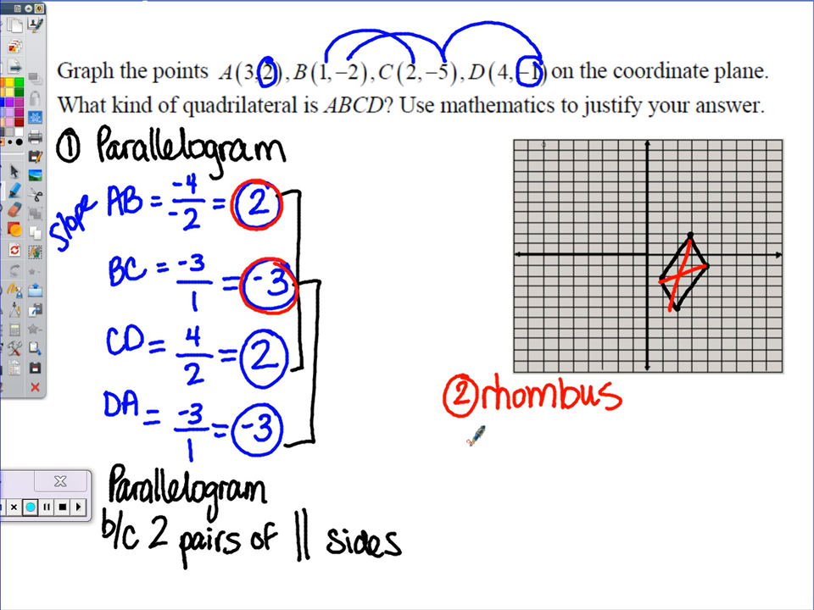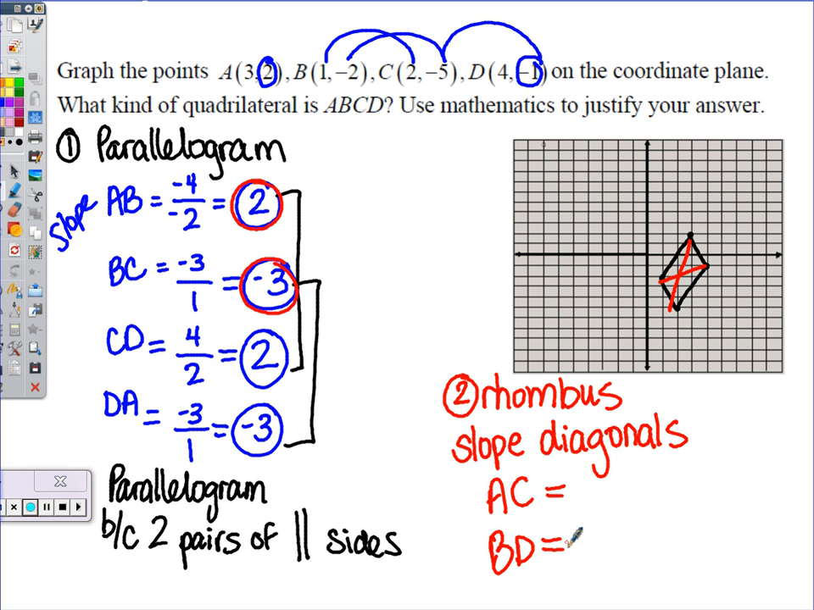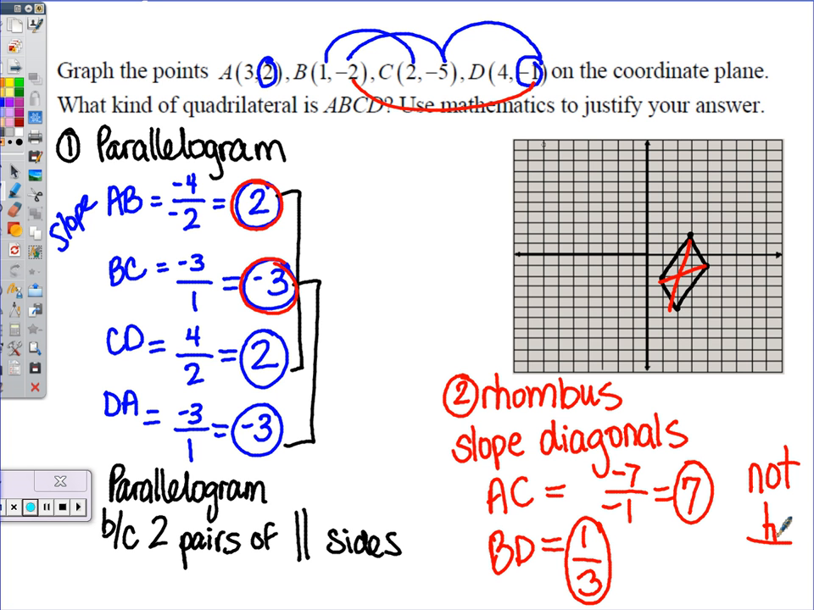So to prove if it's a rhombus, I'm doing the slope of the diagonals to see if they're perpendicular: the slope of AC and the slope of BD. Let's see what they are. AC would be -5 minus 2 is -7, 2 minus 3 is -1. That simplifies to be +7. BD would be -1 minus -2, which is +1, 4 minus 1, which is +3. And that is simplified. These are not perpendicular, meaning this is not a rhombus.